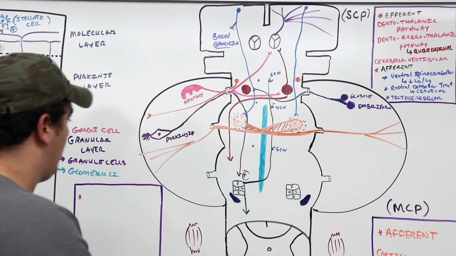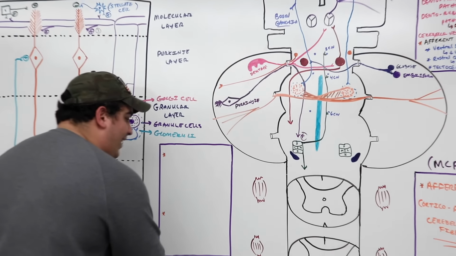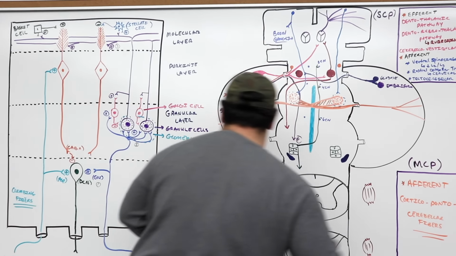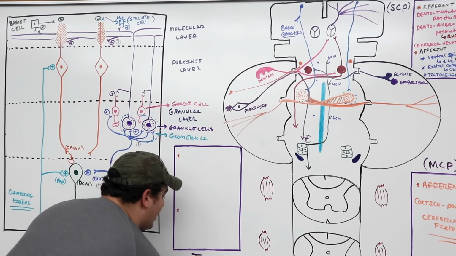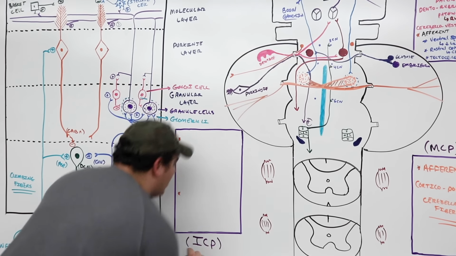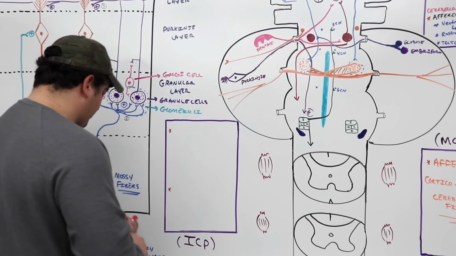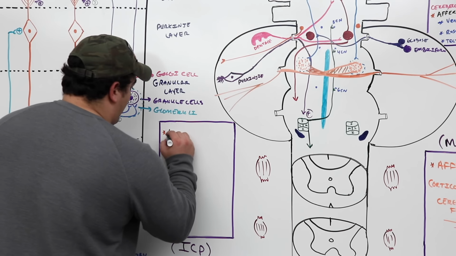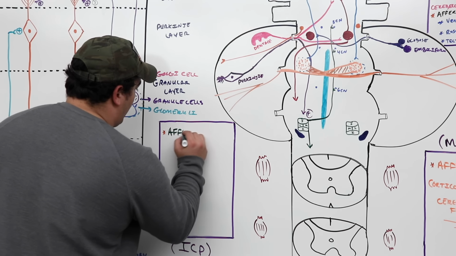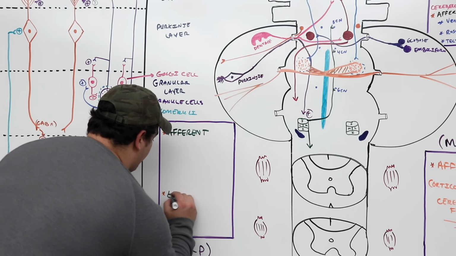I love that one. Okay, the last one is the inferior cerebellar peduncles. So let's put this one here. This is going to be for ICP. Inferior cerebellar peduncles. This is a little bit of a bigger one. We're going to go through afferent first because it's primarily afferent, but we'll talk about a couple efferent ones.